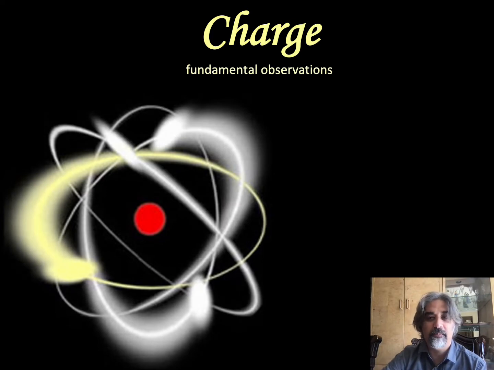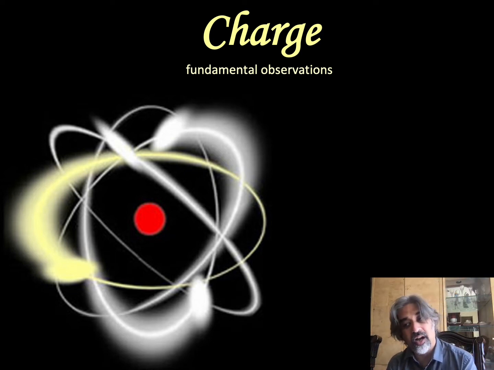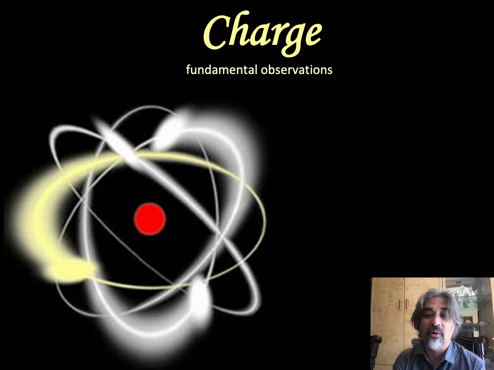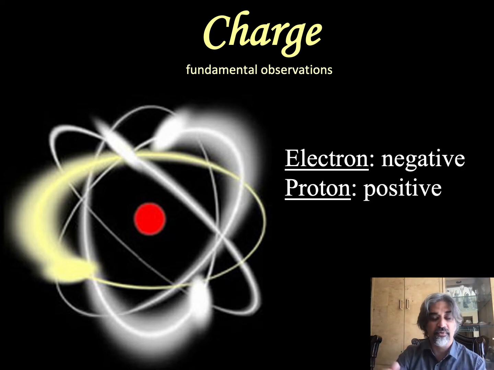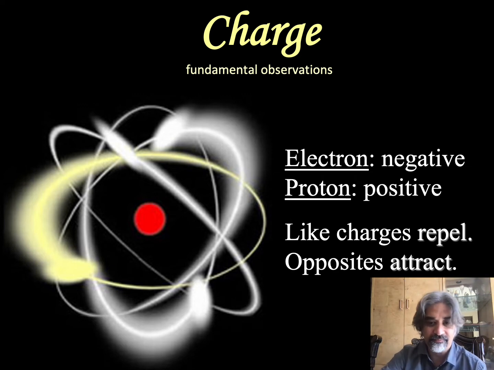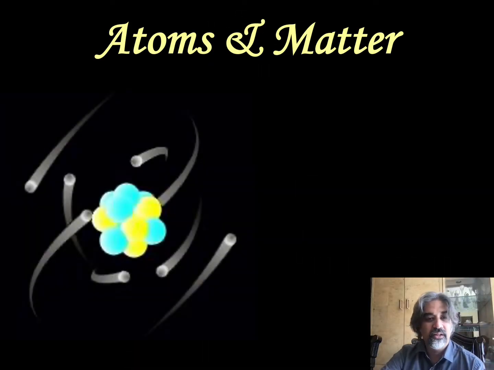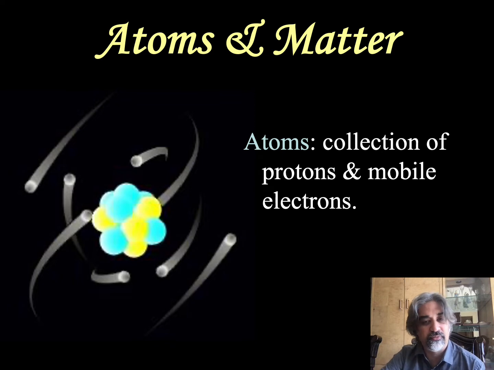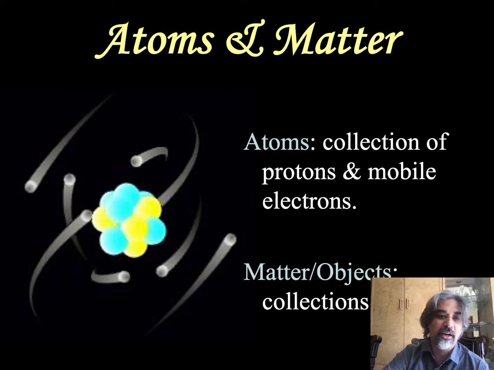So start by picturing an electron. It's a tiny particle which is considered to be negatively charged. Electrons encircle protons, which are said to be positively charged. Like the poles of a magnet, opposite charges are attracted to each other, while similar charges repel each other. And this is just a fundamental observation of the universe, and we are not going to get into the modern physics to explain electrons and protons. So atoms are basically collections of protons and mobile electrons, and they make up all matter.